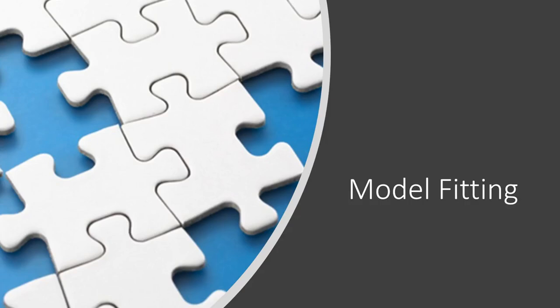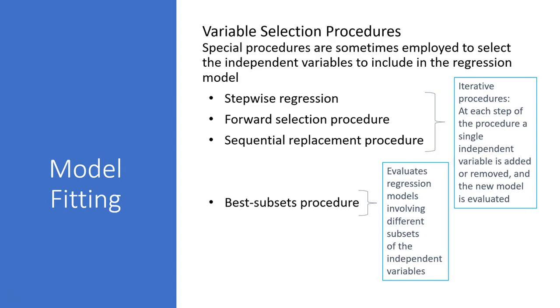So this next discussion goes with model fitting, and what this is really looking at is trying to determine how many predictor variables I need to have in my final multiple linear regression model. And so I have three processes that are considered iterative processes, which means that at each step of the procedure, I either add or remove an individual independent variable and look at how the model adjusted when I made that change. Another way that we can do this is by using the best subsets procedure, which happens when we look at the different regression models based on different subsets of independent variables.